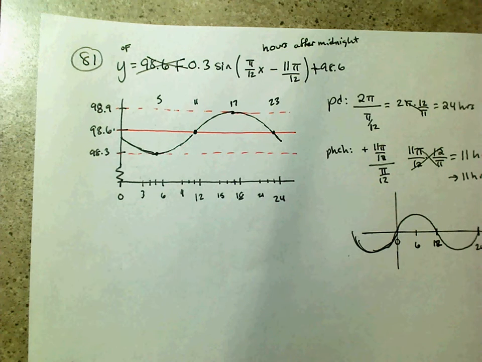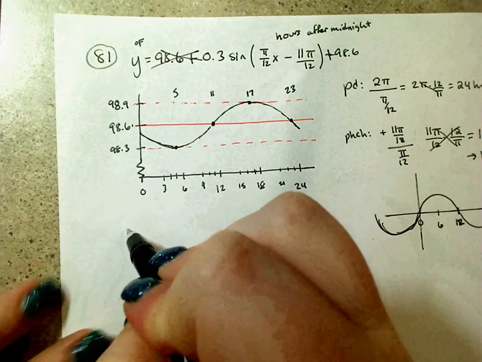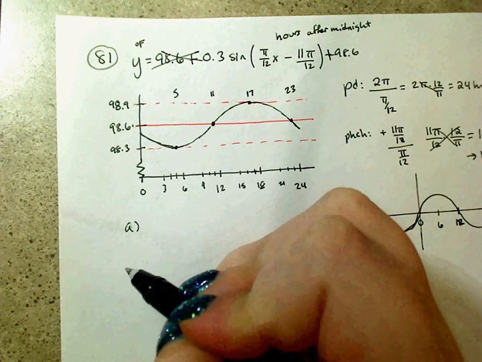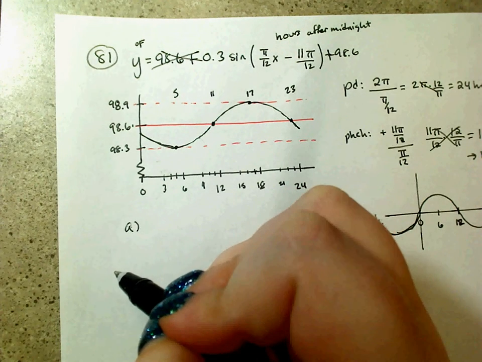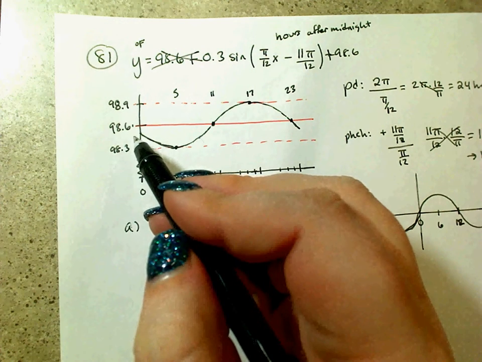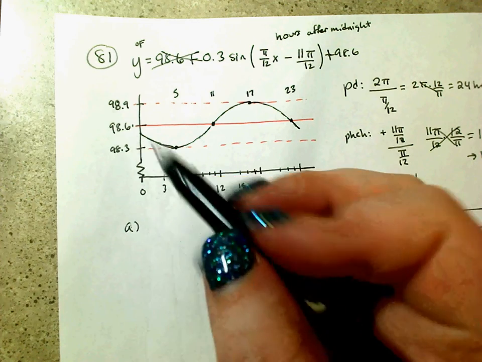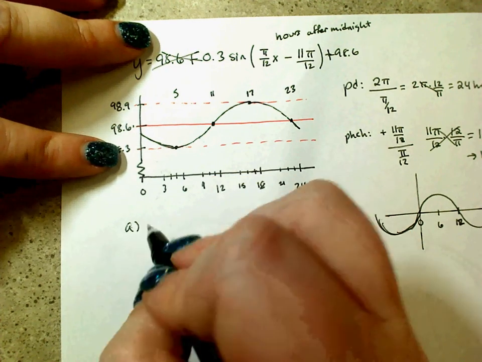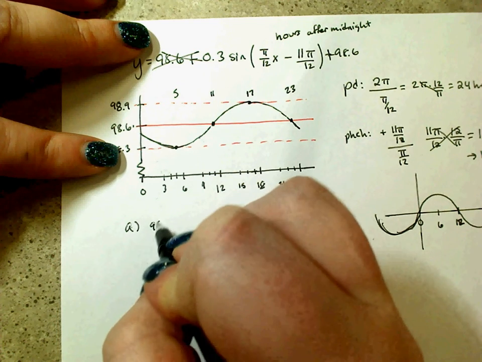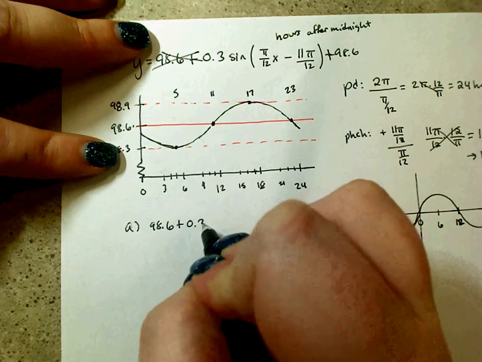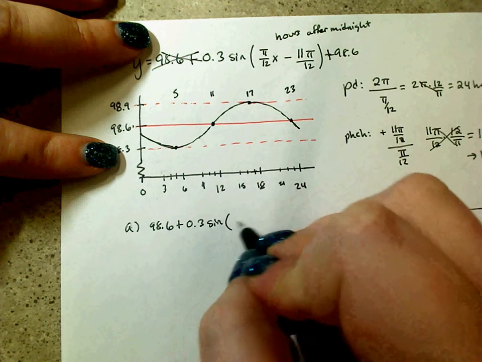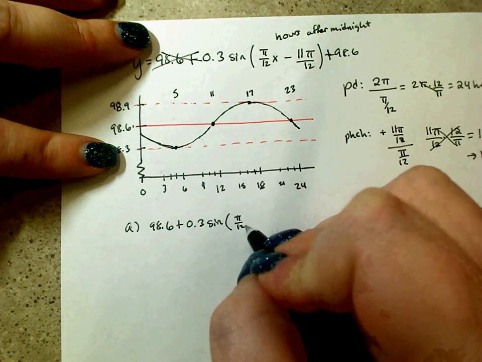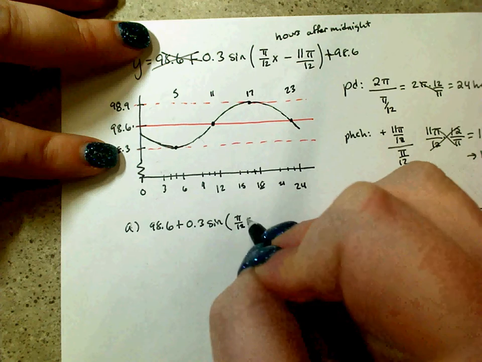Okay, so A. What is the body's temperature at midnight? At midnight. Okay, so I guess calculator question. You would just plug in 98.6 plus 0.3 sine of pi over 12. Midnight is 0 hours, so times 0 minus 11 pi over 12. And type it in.